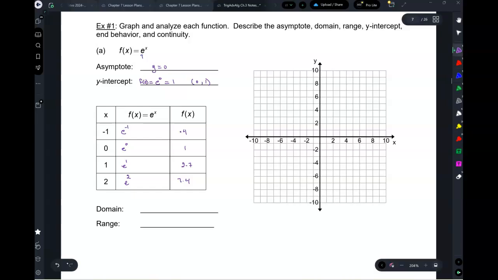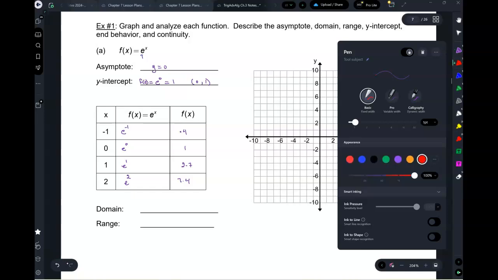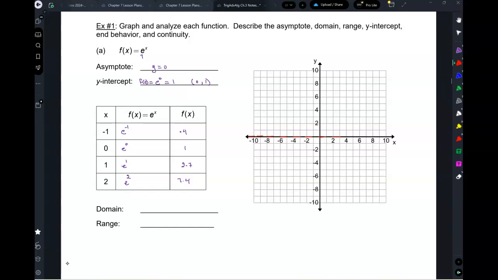I'm going to choose red for my asymptote. So let's do the asymptote. Right? So here we go. At -1, we're at 0.4, then 1, 2.7, all the way here, and then 7.4 all the way up here. My graph. And there you have it. Okay. Domain is always all real numbers. The range, again, we start at the asymptote and it's going up, right? So 0 to infinity.